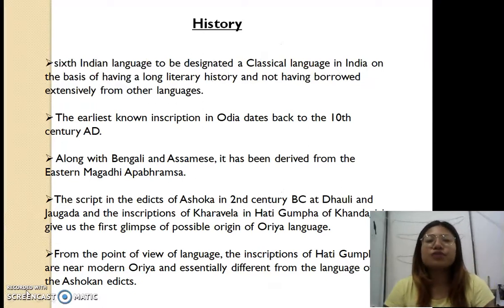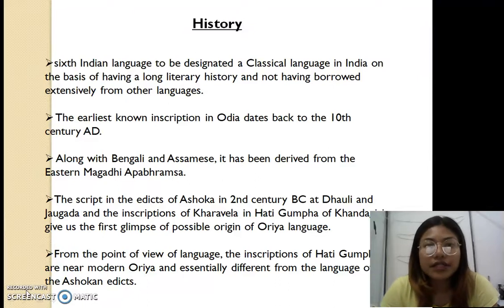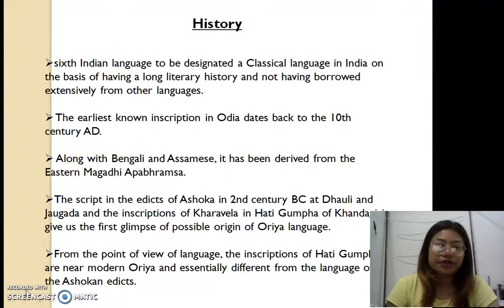Now I would like to move on to the history of the Odia language. It is the sixth Indian language to be designated a classical language in India on the basis of having a long literary history and not having borrowed extensively from other languages. The earliest known inscription in Odia dates back to the 10th century AD. Along with Bengali and Assamese, it has been derived from the Eastern Magadhi Apabhramsa.